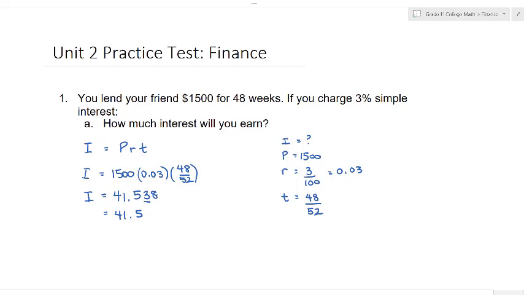Because after it is an 8, 8 is 5 or bigger, so I round the 3 up to a 4. So then I would just say, therefore, I would earn $41.54 in interest.